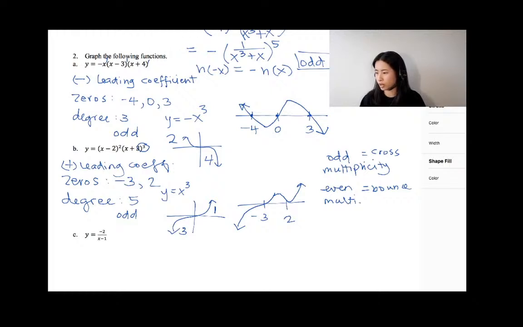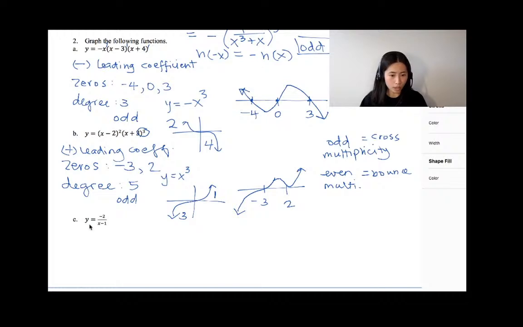So let's move on to question C. Okay, we can see that this is a rational function, right? So if it's a rational function, that means you're going to have a numerator and a denominator. So respectively, you have x minus 1. So if it's a rational function, you need to determine whether it has asymptotes, because we know that rational functions have asymptotes. So we can start with vertical asymptote.